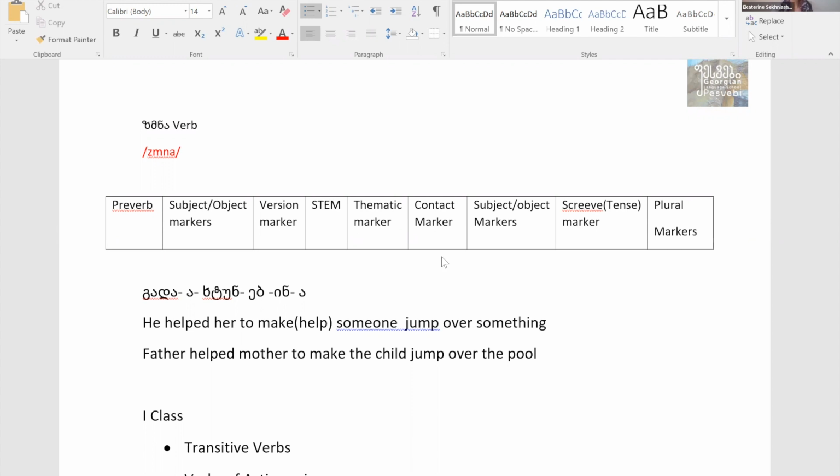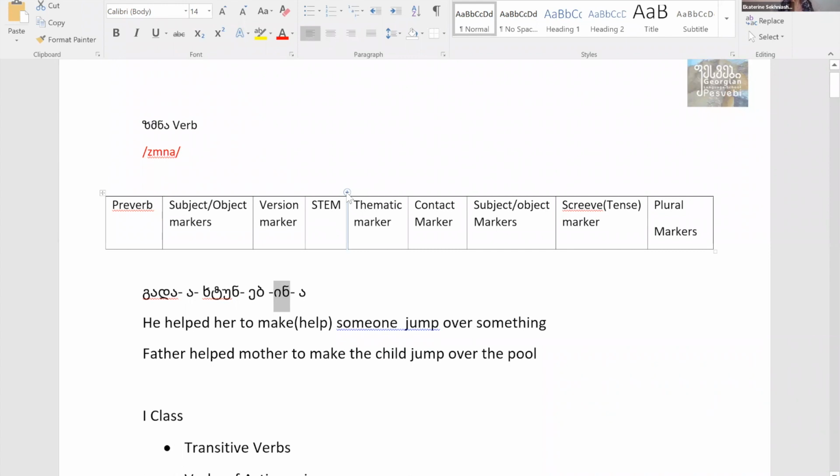Then we get contact markers. Contact marker is when you, for example, here we will see in the next line the verb. In is a contact marker, and it means make someone do something, which we will discuss later. So here are subject and object markers. Then after the contact marker, at the end we get scrive, that is tense markers, and then plural marker. This is the constitution of one verb.